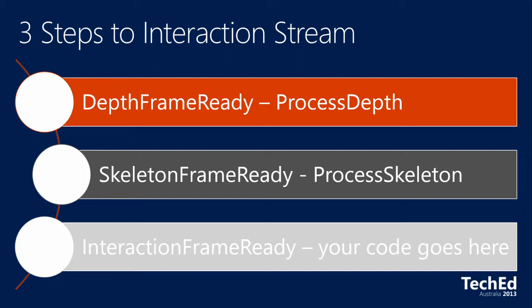So the three steps to the interaction stream: you have to hook to the depth ready event, and you have to call a method called process depth. You have to hook to the skeleton frame ready event and call a method called process skeleton. Then in your interaction frame ready event, this is where you do all your work, but you have to have done those other two steps first. And if you don't, nothing gets fired in your interaction stream. So it's just one little thing that's a little bit different to the others to be aware of when you're first doing it.